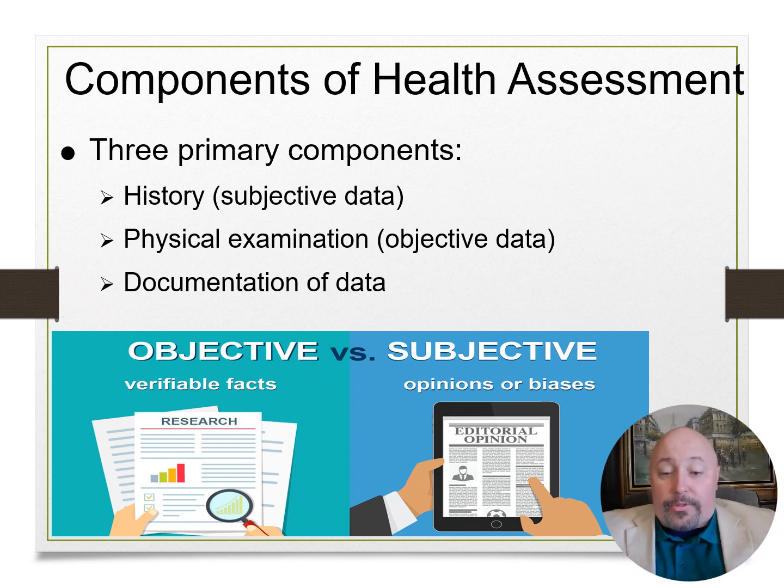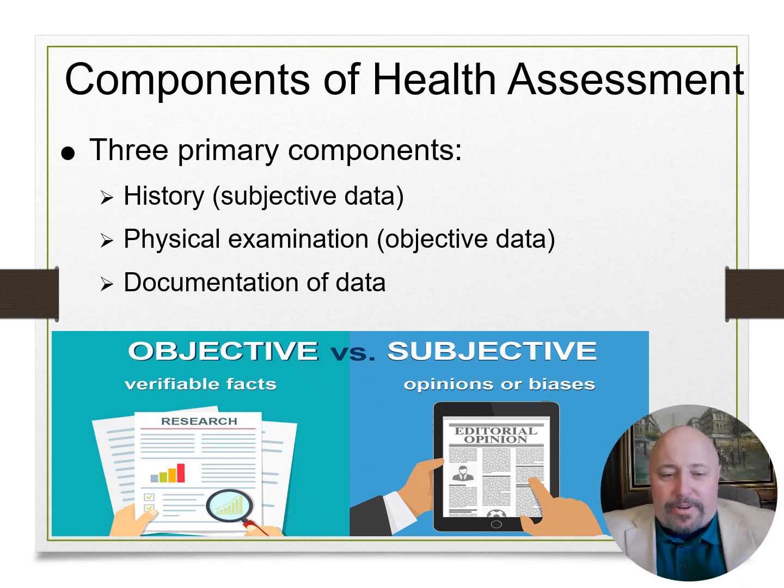When completing our health assessment, it's going to be comprised of three different components. And it's going to start right there with the patient's history, beginning with their chief complaint. What is their reason for being here? What are their current issues? And we're also going to want to run through their previous health history. What problems have they had in the past? And a lot of this history is going to be comprised of subjective data.